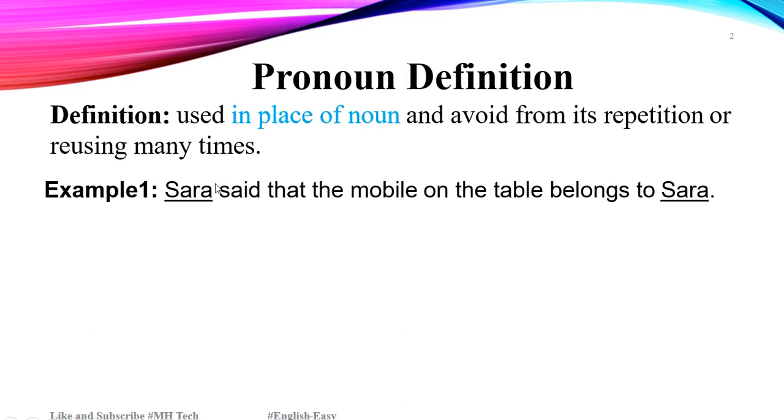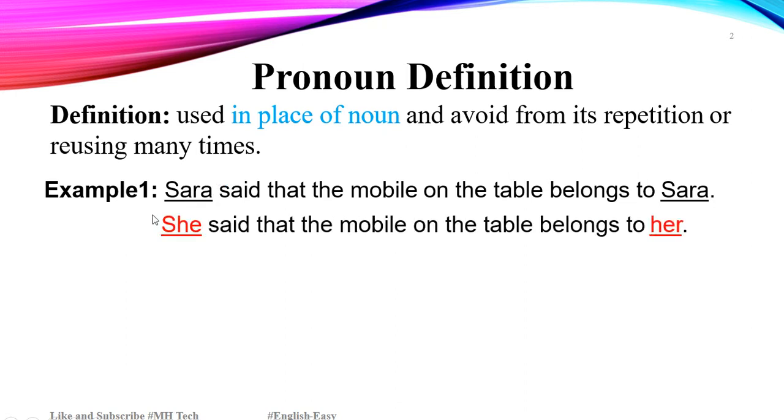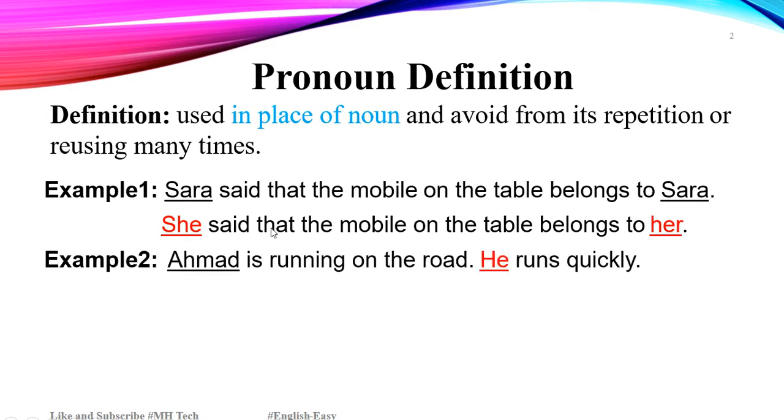What is the best fixed pronoun for this noun? So here we have, she said that the mobile on the table belongs to her. So we avoided the repetition of Sarah here. So it's the function of a pronoun in a sentence, because it avoids the repetition of the noun in a sentence. Go to the next example.